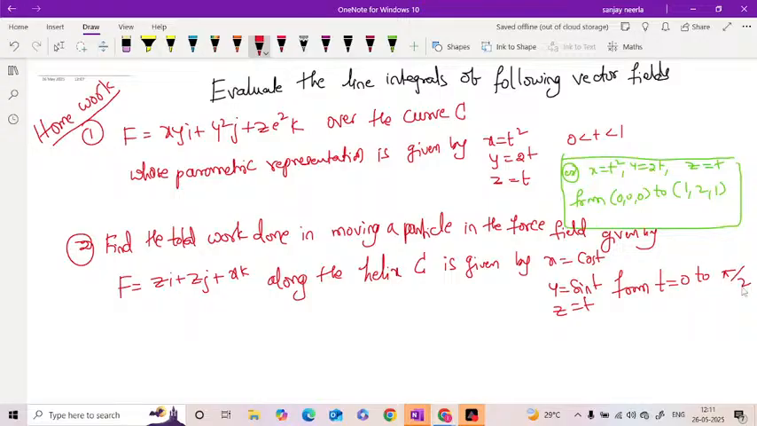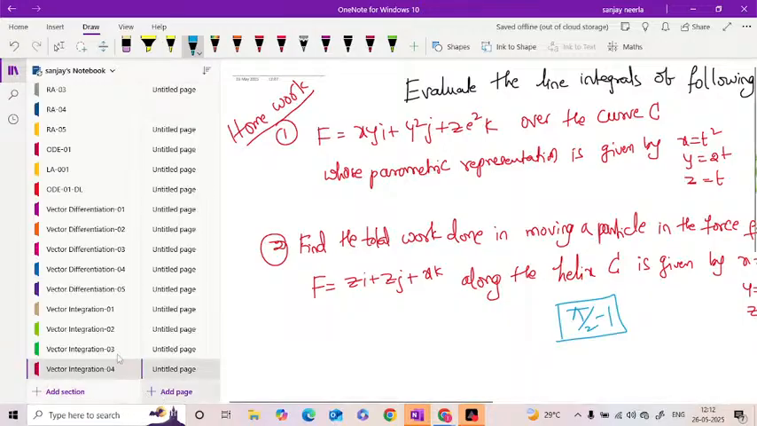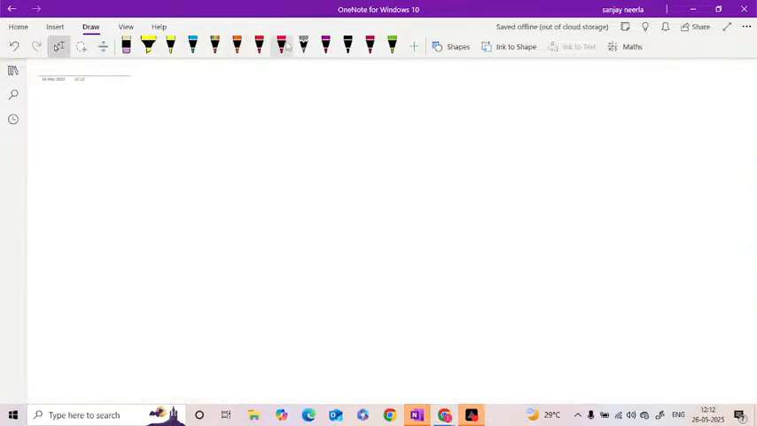Now here x is equal to cos t and y is equal to sin t and z is equal to t, here t is the parametric form of this x, y, z. And the next third problem, I will give the result of this one also. So the result is pi by 2 minus 1. Next one, third problem, in this third homework problem, problem number 3.